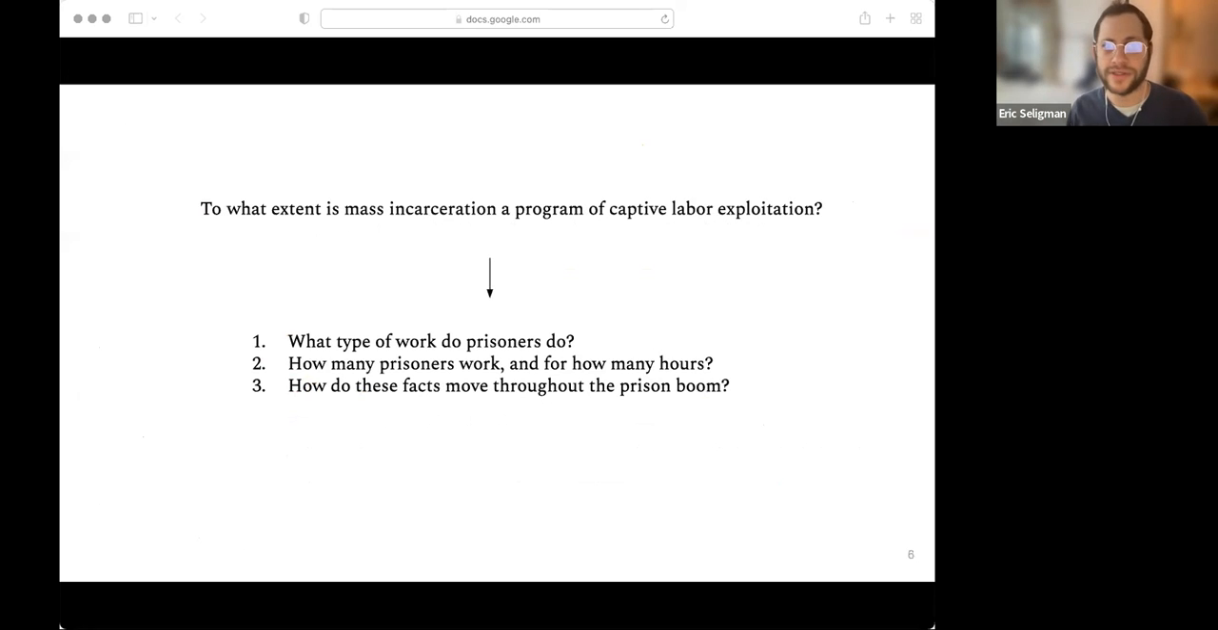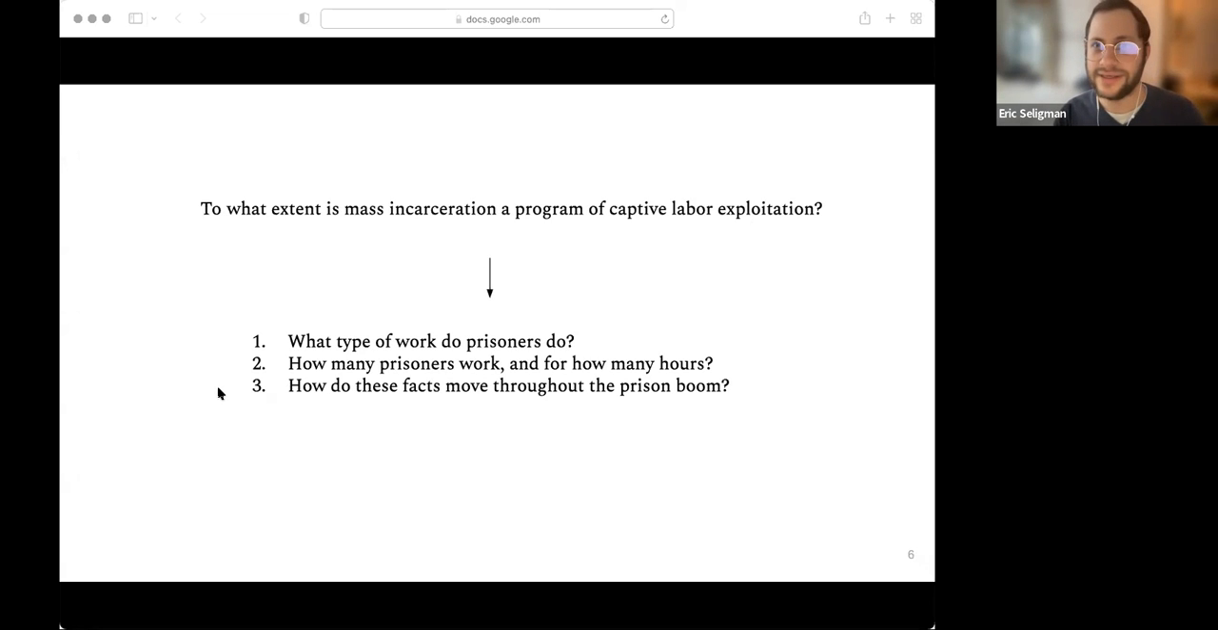Okay, so our study asks if mass incarceration is in fact a program of captive labor exploitation. And in order to ask that question, we break it down into 3 constituent questions that can be asked, I think, quite straightforwardly of the data. So there's what type of work do prisoners do? How many prisoners work and for how many hours? And how do these facts change over the course of the prison?